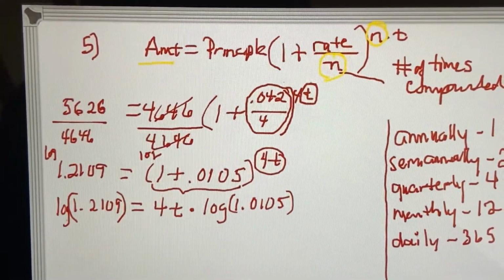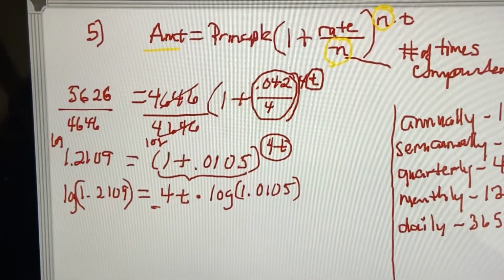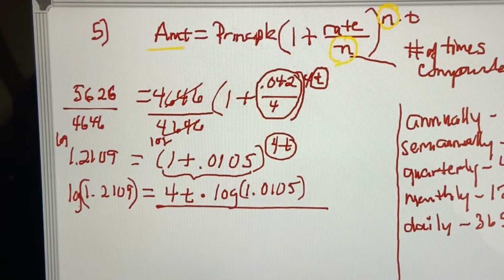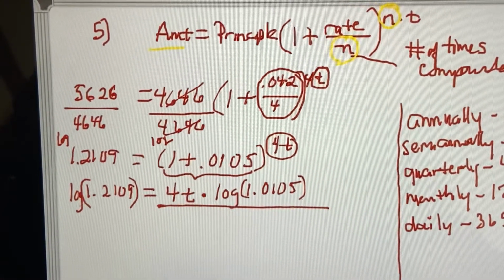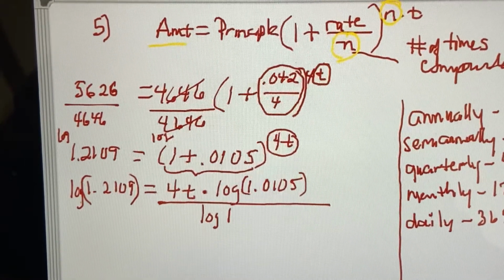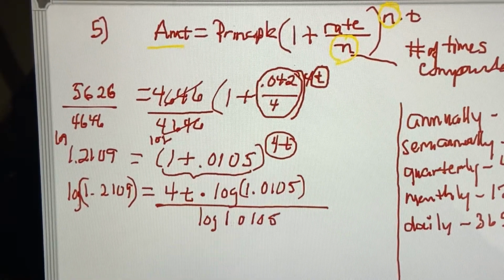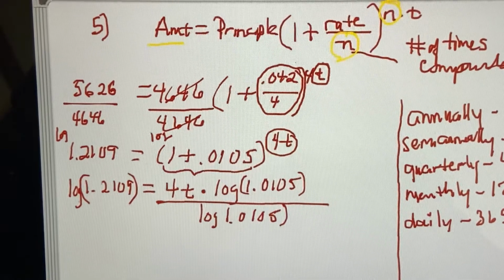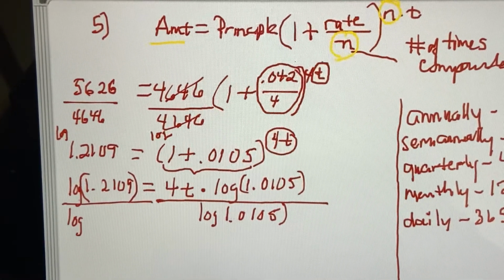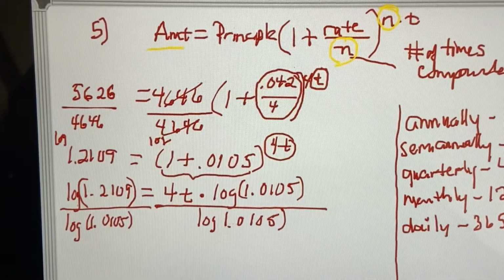Now, when I get to this step, I want to again solve for t. Well, there's two things I'm going to have to be doing. I'm going to eliminate the log 1.0105 on the right. So let's just divide by that. What I do to one side, I got to do the other. So gone.